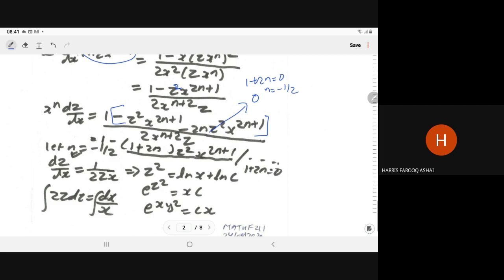So in this question, in the sixth question, you have to determine this only. So this is how we can reduce it in the separation of the variable. As we put n is equal to minus half in this expression, it will give you x to power half dz by dx. Sir, can you repeat why n is equal to minus half?